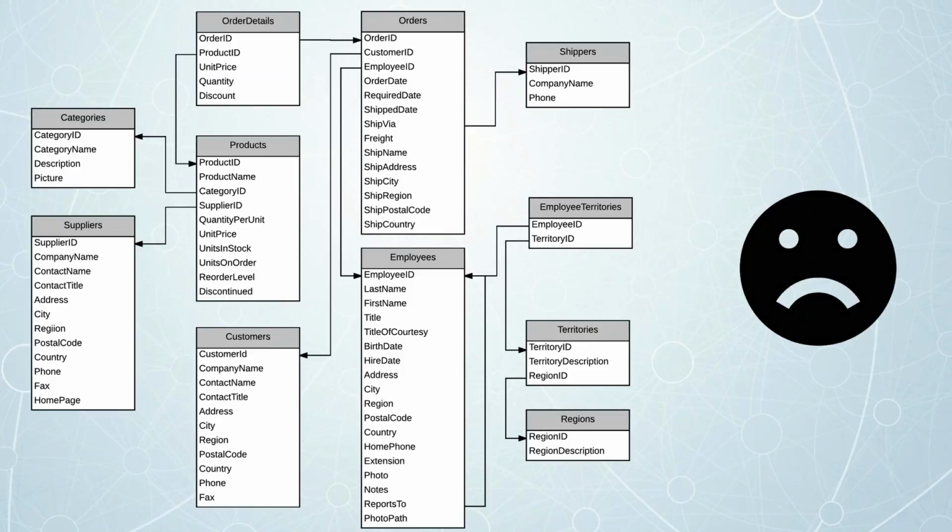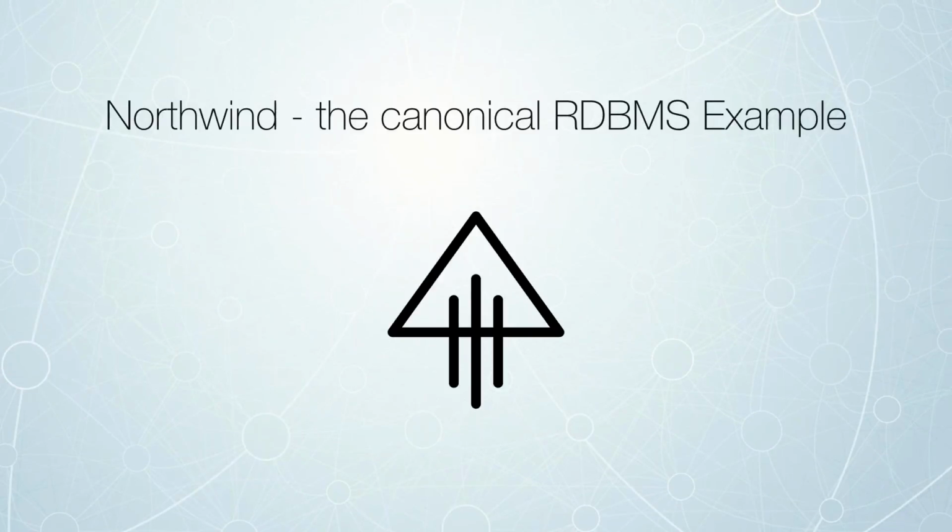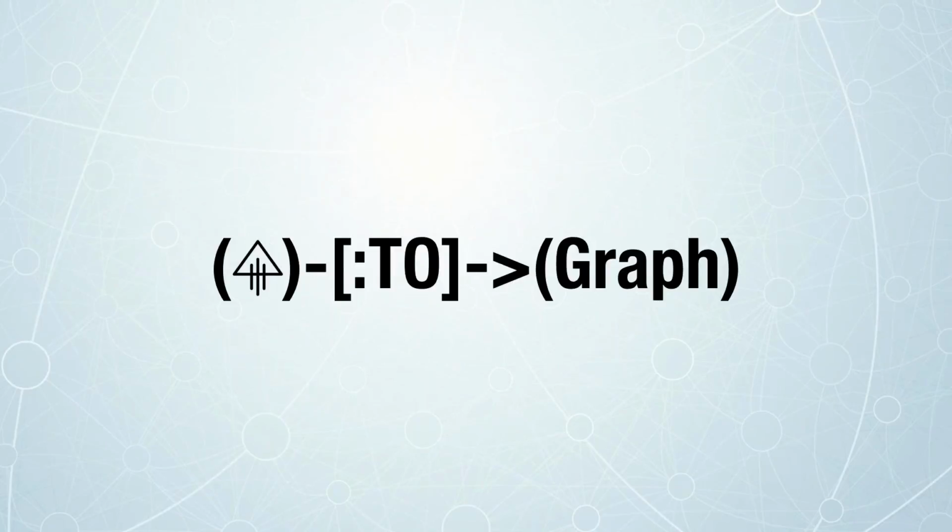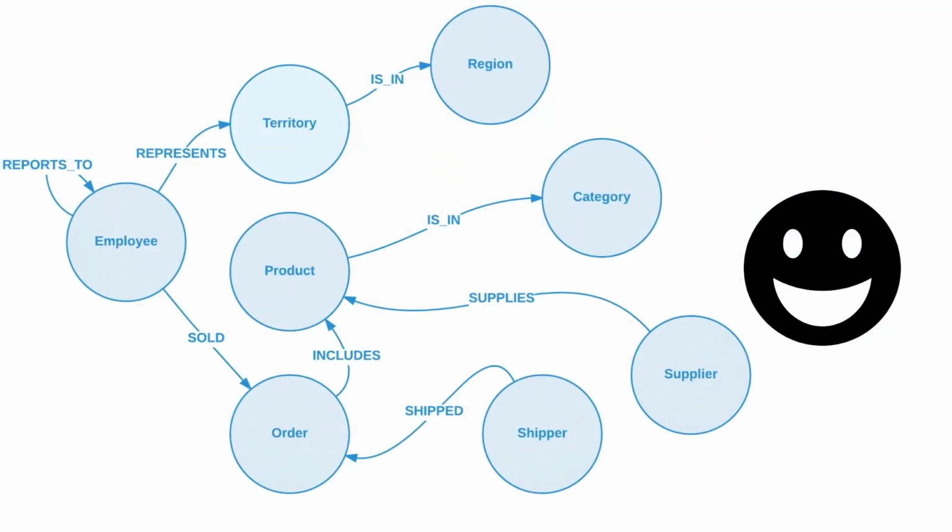So we're going to show here how Northwind, which is the canonical relational database example that originally was released as part of SQL Server, can be better represented as a graph, with a graph that looks something like this, which is much easier to read and understand the relationships here.